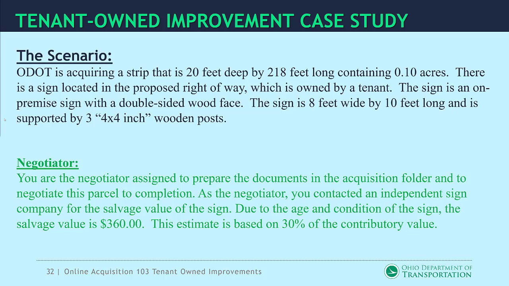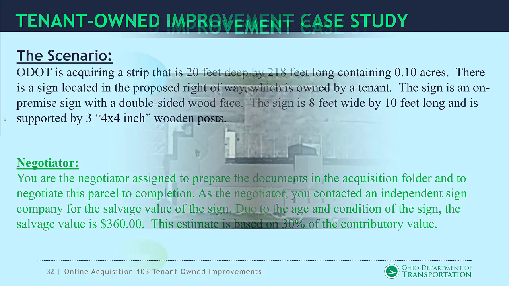The sign is 8 feet wide by 10 feet long and is supported by three 4x4 wooden posts. You are the negotiator assigned to prepare the documents in the acquisition folder and to negotiate this parcel to completion. As the negotiator, you contact an independent sign company for the salvage value of this sign. Due to the age and the condition of the sign, the salvage value is $360. The estimate is based on a 30% contributory value.